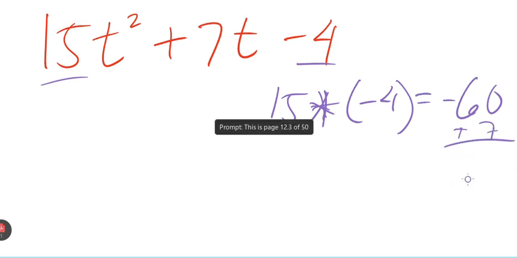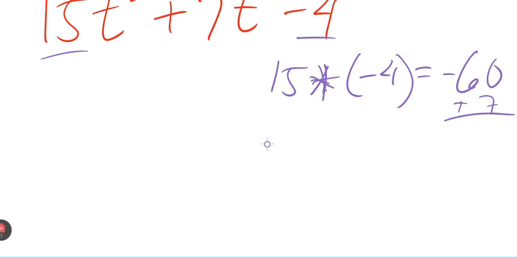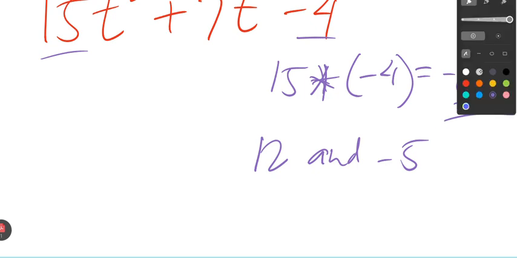So the numbers that we have for that one are 12 and negative 5 then. Okay. So try to remember we have the numbers negative 5 and 12. So let's try to write it out then here.